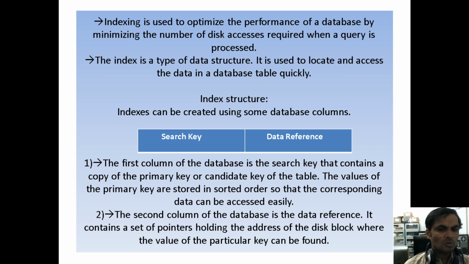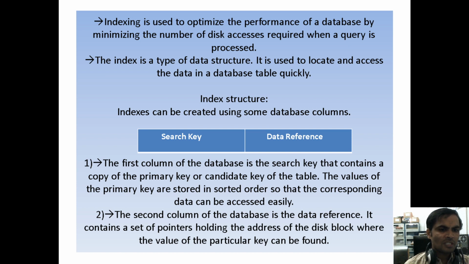If you want to locate and access the data in a table quickly, you use indexing, and we have the index structure. The index structure is categorized into two columns: the search key and the data reference. Under the search key, the unique values will be stored. The data reference points to the table, meaning where the record is stored.